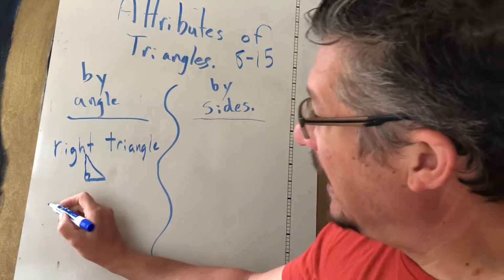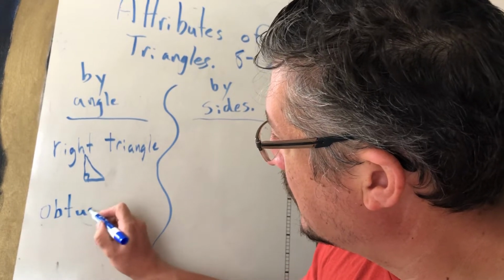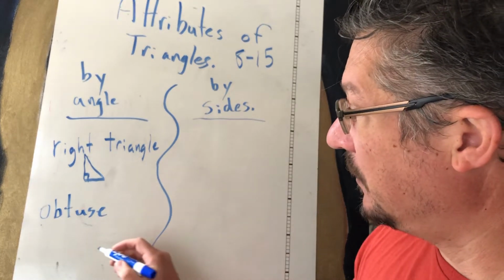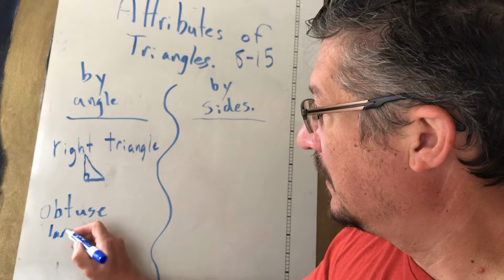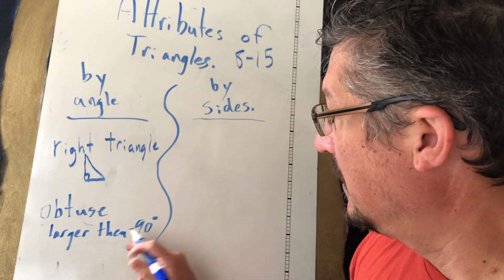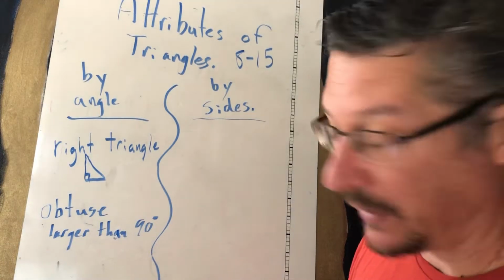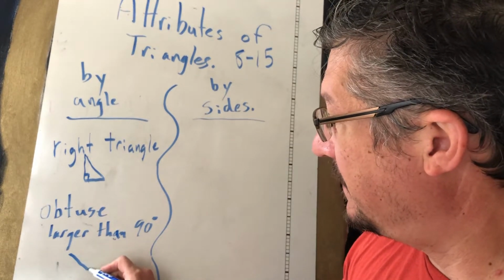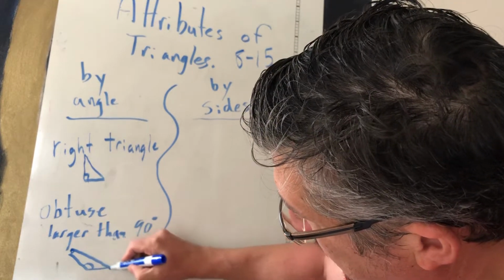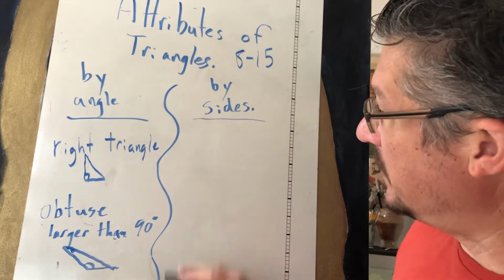Okay, then we have obtuse. An obtuse has an angle larger than 90 degrees. So that means we're going to have an angle that is bigger than 90 degrees on our triangle. Okay. And I think I'm running out of room, so I'll go back up here.